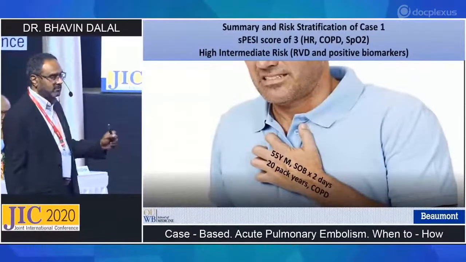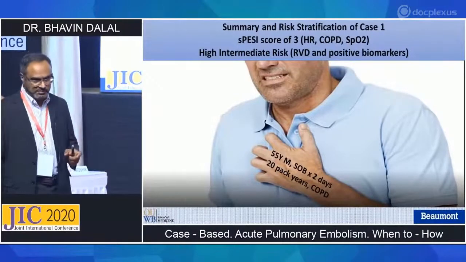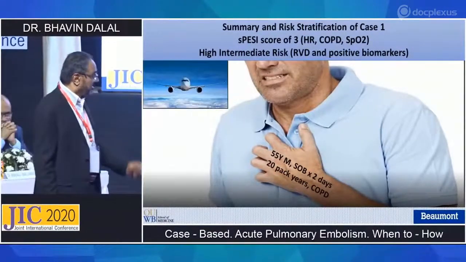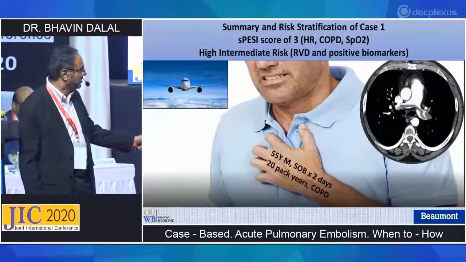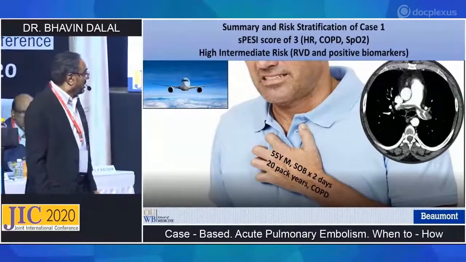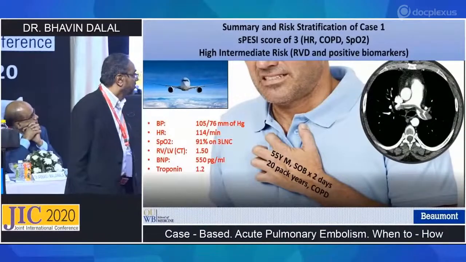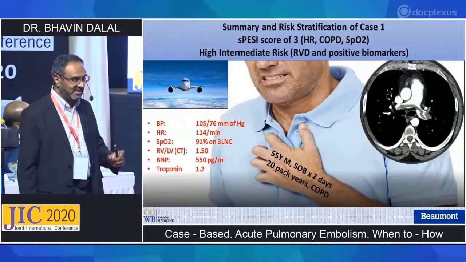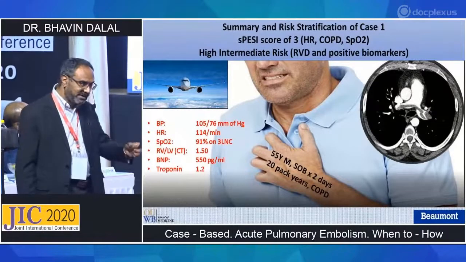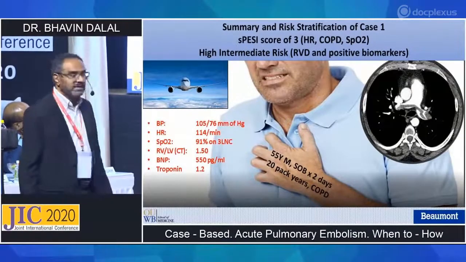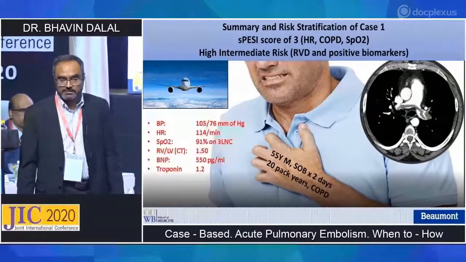This is a 55-year-old man who has had shortness of breath for the last 2 days. He has a 20-pack year smoking history, was diagnosed with COPD, had a flight travel, and of course, was diagnosed with a saddle pulmonary embolism. You can see the pulmonary embolism. Blood pressure was 105/76, heart rate was 114, pulse ox was 91% on a 3-liter nasal cannula. RV to LV ratio was 1.5, so quite a massively dilated RV. BNP was also significantly high, 550, and troponin was also elevated at 1.2.